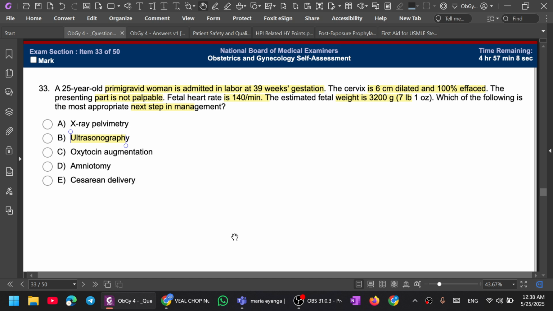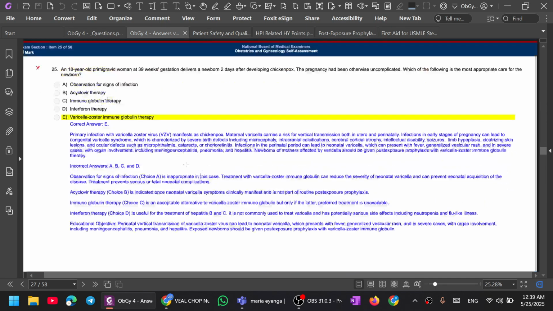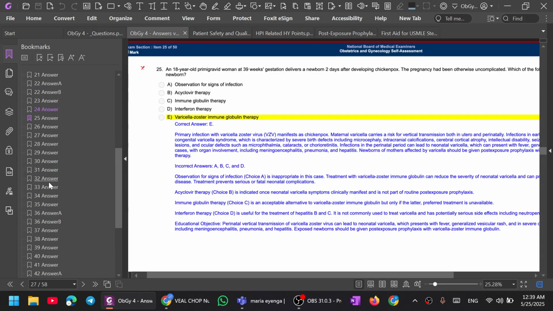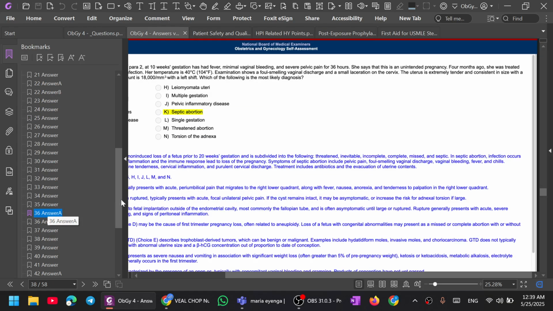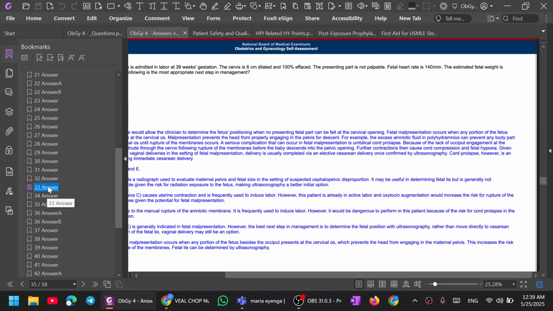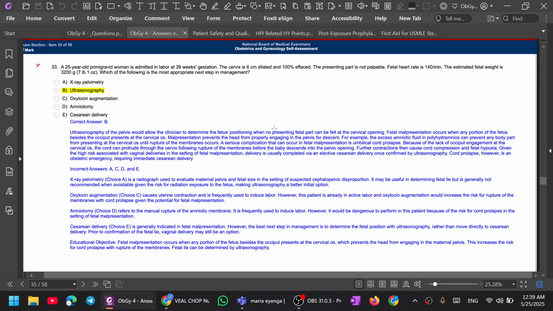So it's ultrasound. Ultrasound of the pelvis will allow the clinician to determine the fetal position when no presenting fetal part can be felt at the cervical opening. Fetal malpresentation occurs when any portion of the fetus besides the occiput presents at the cervical os. Malpresentation prevents the head from properly engaging in the pelvis for descent. For example, the excess amniotic fluid in polyhydramnios can prevent any body part from presenting at the cervical os until rupture of membranes occurs. A serious complication that can occur in fetal malpresentation is umbilical cord prolapse.